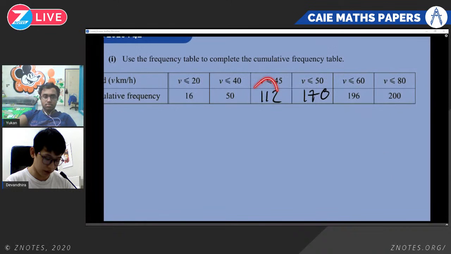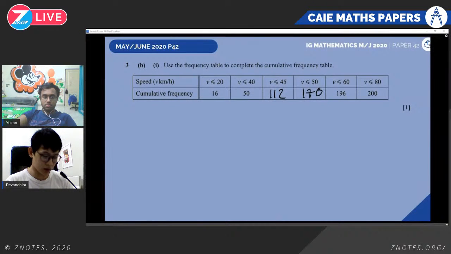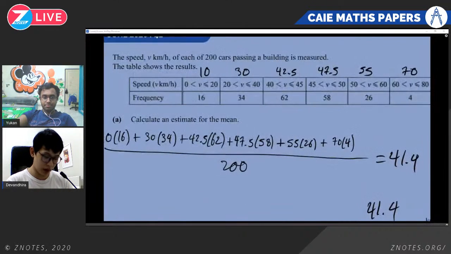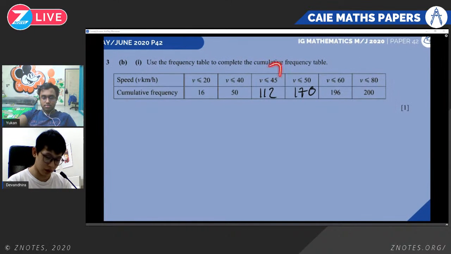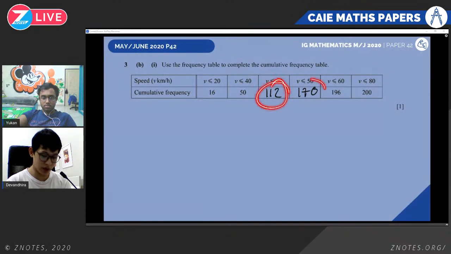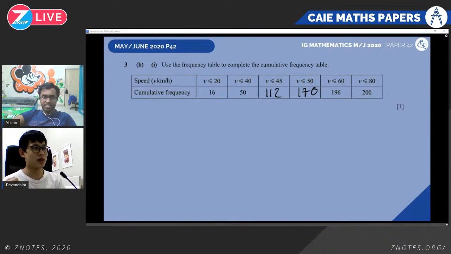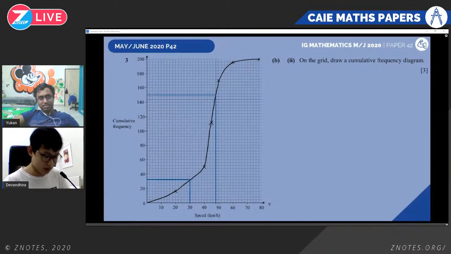Same thing when it's 45. We have 100 and 112. Why? Because we have to add all of these frequencies. You see how they accumulate like that. So you can do that process only for these two values because they were the blank ones. And you should get these two as the answer. Are they correct, Yugan? Yep. Okay, so they are correct. Anything you want to add here? No, this is a very easy, straightforward question. Okay. So let's go for the next question.